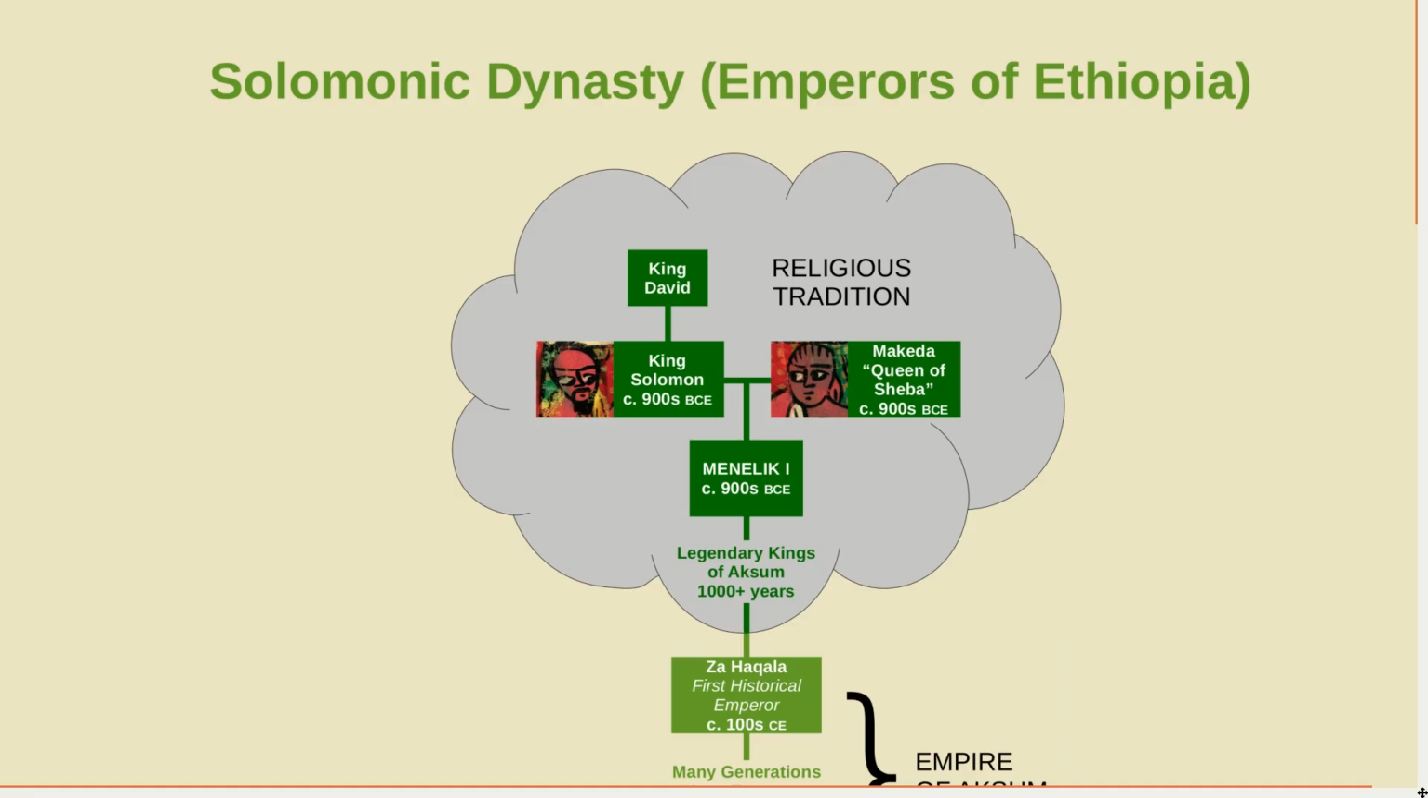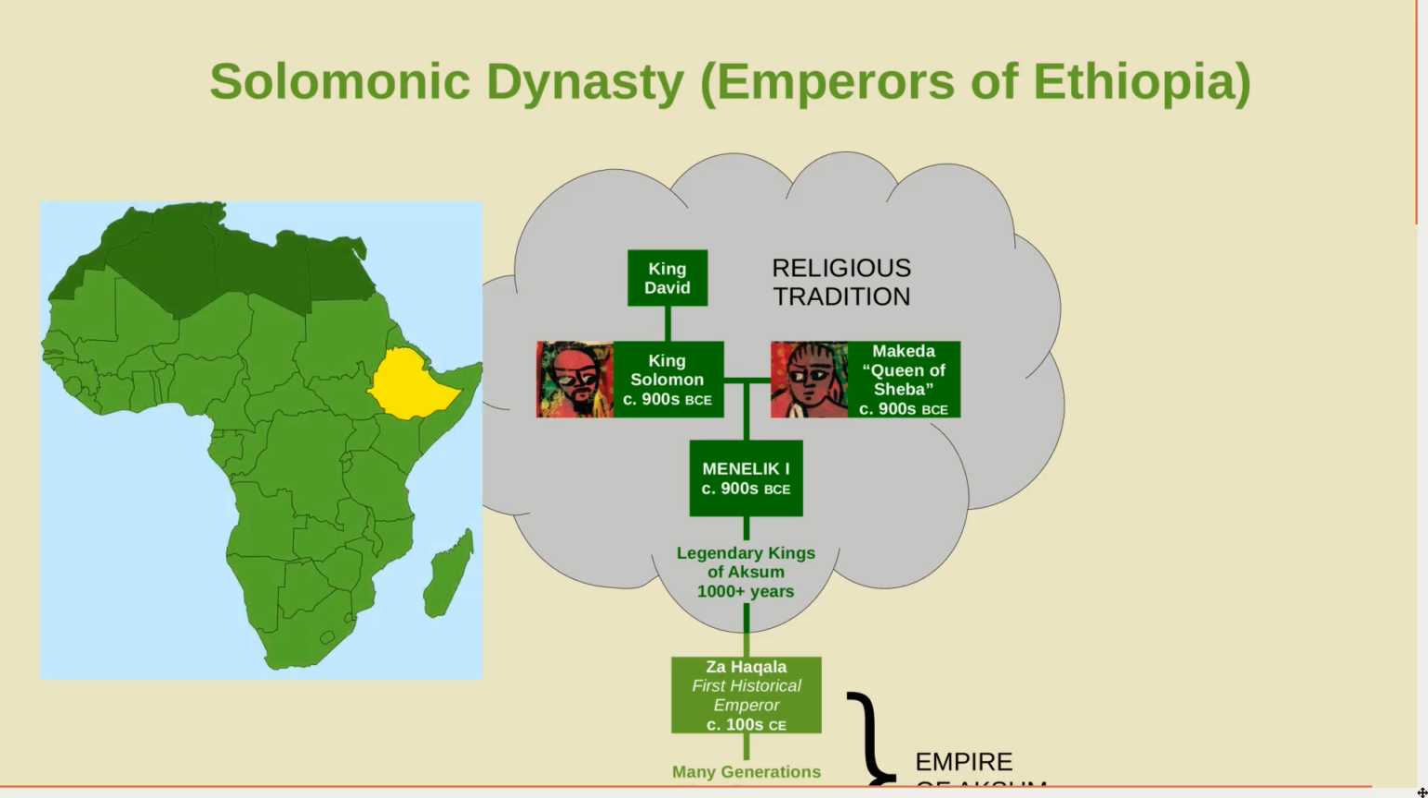Hi everyone. On this channel I've covered the family trees of many European dynasties, and I'm starting to do Asian dynasties as well. However, I've never done a dynasty from sub-Saharan Africa, so that's what I'm going to do today. In this video, I'm going to be showing you the family tree of one of the most interesting dynasties in world history, the Solomonic dynasty of Ethiopia.